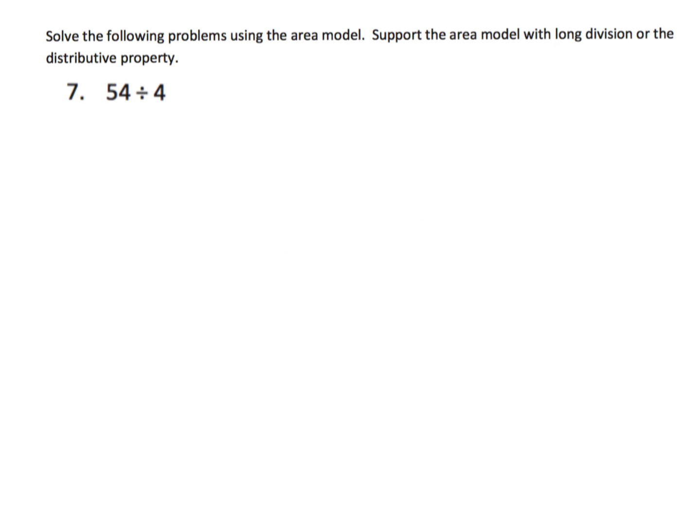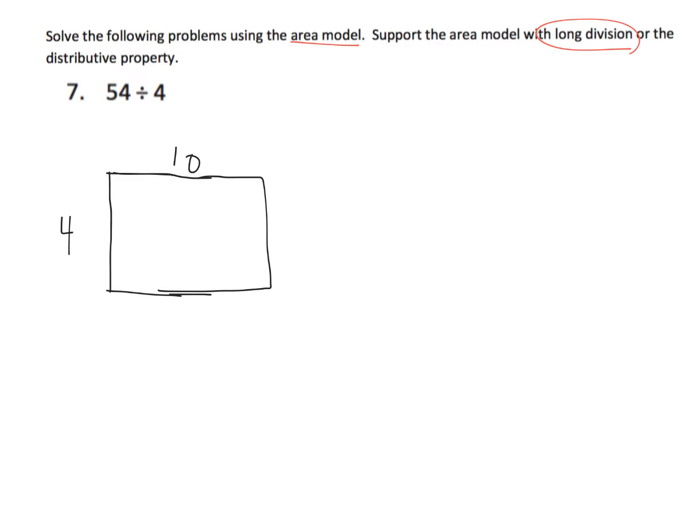We're going to solve this using the area model, and then we're going to show how it looks using division. So let's start with 54 divided by 4. That means our rectangle is going to have a height, or a length, of 4. Now what's the width? Well, if we do a width of 10, that gives us 40 square units. And we can't go any further, because in terms of multiples of 10, we can't do another 10 because that would go too big.